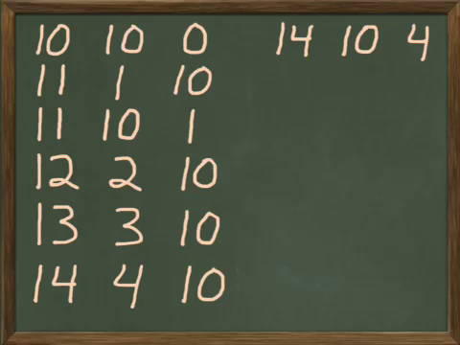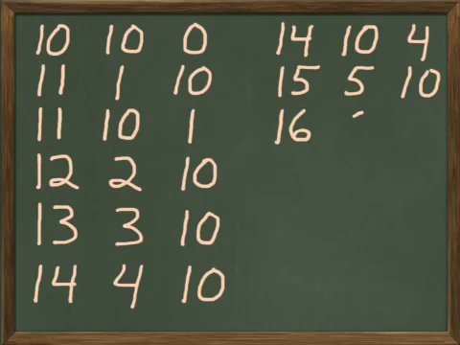All right, how about 5 from 15? 5 from 15 leaves 10. So we start with 15, we take away 5. So 15 less 5, that is also 10, just like a lot of these. How about 6 from 16? 6 from 16 leaves 10. So 16, we take away 6, that leaves 10.